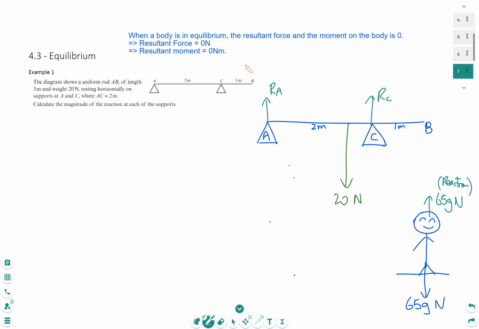So, right. These are all the forces, 3 forces. Calculate the magnitude of the reaction at each of the supports. First of all, draw a diagram, and then once you put in all the forces, we can do some calculation. First step, resultant force equals 0.